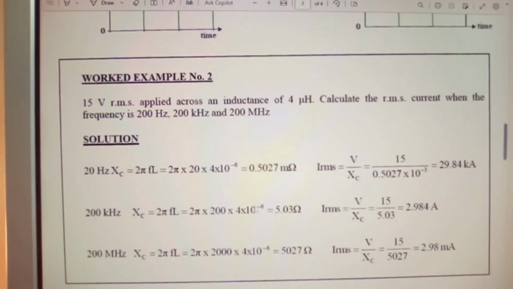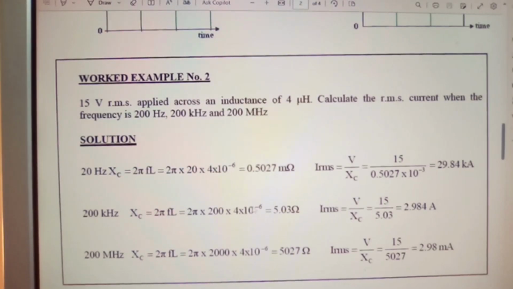Okay. Now here we have example 2. 15 volts RMS applied across an inductance of 4 microhenries.